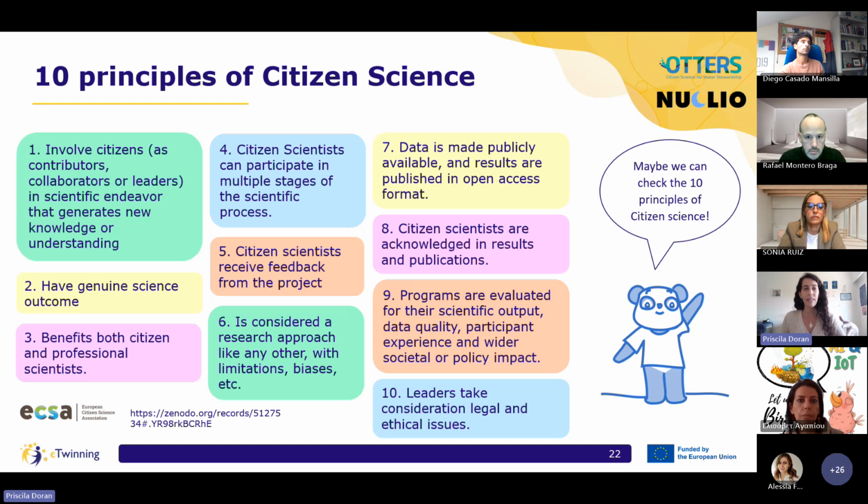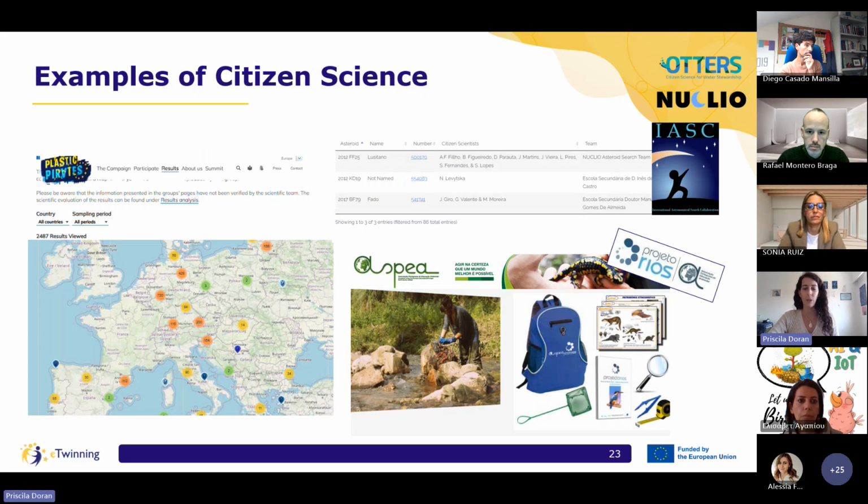So they are very basic. The first one says that it should involve citizens in the generation of new knowledge or understanding. Number 2, it should have a genuine science outcome. So usually when I don't know how to answer the teachers, I just tell them, you know what, you go, you check the principles and you decide if you think that your project is actually citizen science or not, which I think is the best practice.